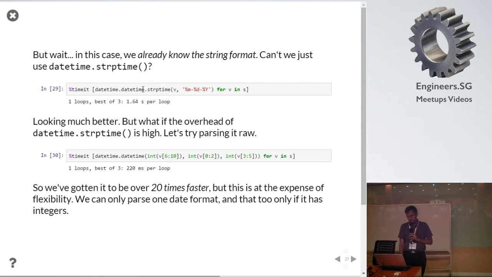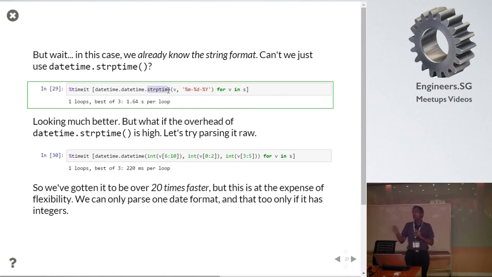What if we used strptime? So assuming we already know the format, now remember in our original problem we don't know the format, there are multiple formats, but if we did know the format, is it any faster? Turns out that it takes only about 1.5 seconds. So that's about 4 times faster than we had before. So knowing the format definitely helps.